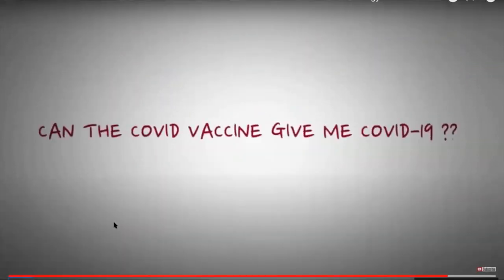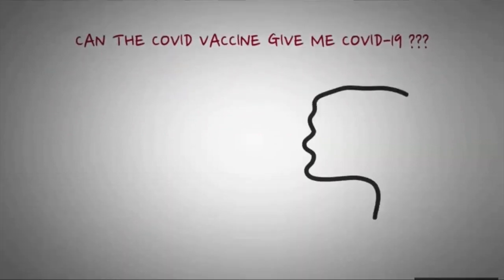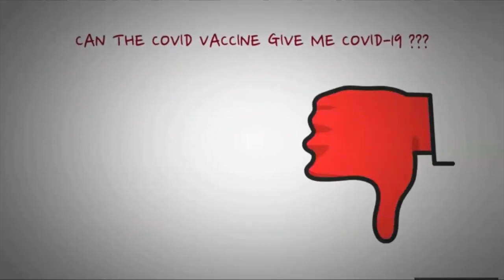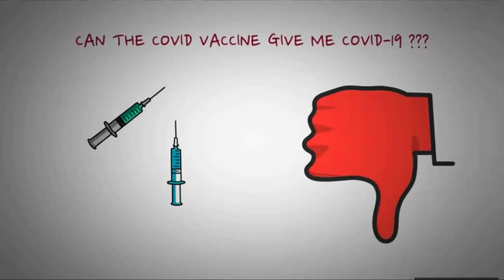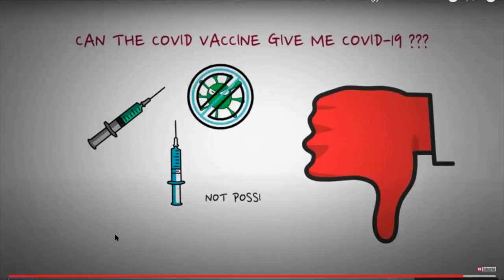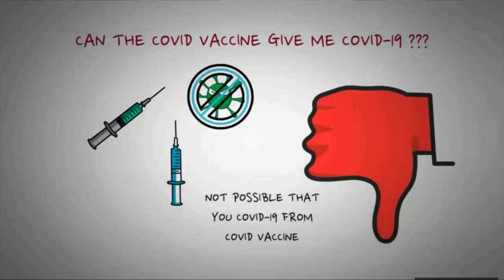Now, let's try to answer the golden question, which is, can the COVID vaccine give me COVID-19? The simple answer to this question is a big no. None of the COVID-19 vaccines contain the SARS-CoV-2 virus, so it is not possible that you can contract COVID-19 from the COVID-19 vaccine.